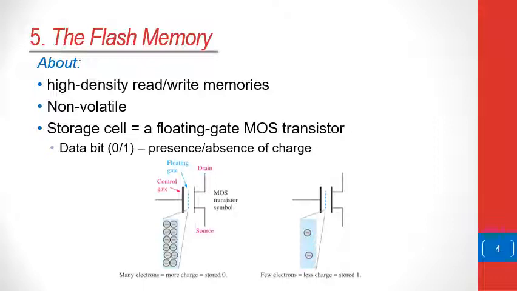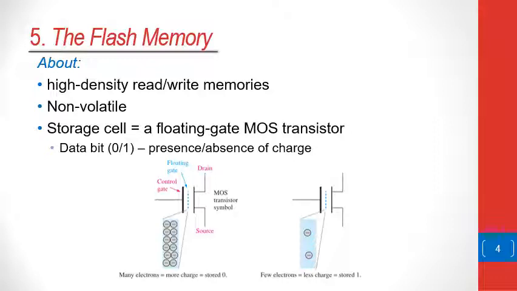So the flash memory itself, it's a high density read-write memory, which means you can both read and write into this memory. It's non-volatile, which means it doesn't lose its memory even when power has been turned off. And the basic structure is the storage cell, and the storage cell of the flash drive is a floating MOS transistor, which means metal oxide semiconductor transistor.